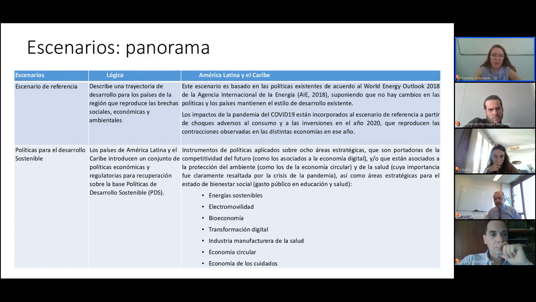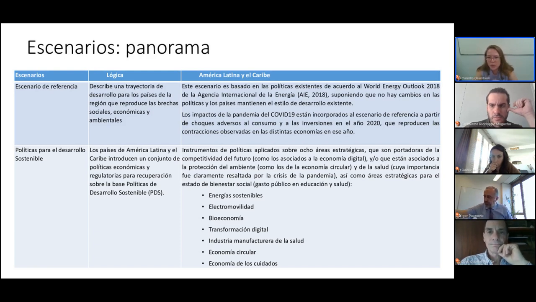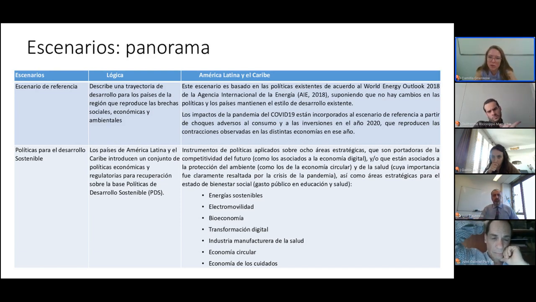So the scenarios that we have run, reminding again, we have run two main scenarios, the first one being the reference or baseline scenario, which represents business as usual. And then we have the sustainable development policies. In this scenario, we have simulated policies that promote, foster, or accelerate investments in strategic sectors. These sectors are identified by ECLAC as sectors that have potential to deliver benefits in the three dimensions. So potential positive impacts on the economy, on the social dimension, and on the environment.